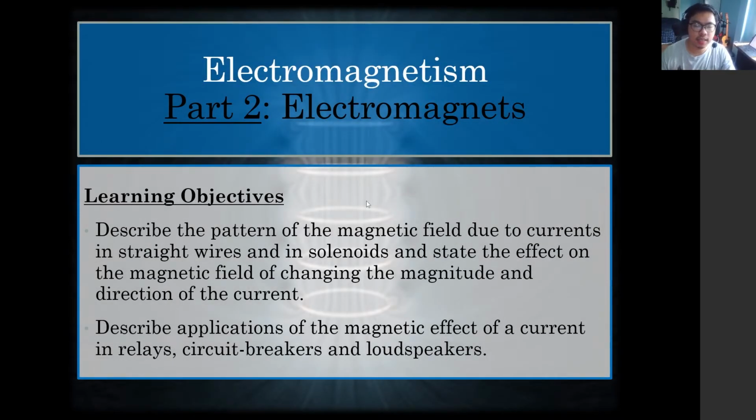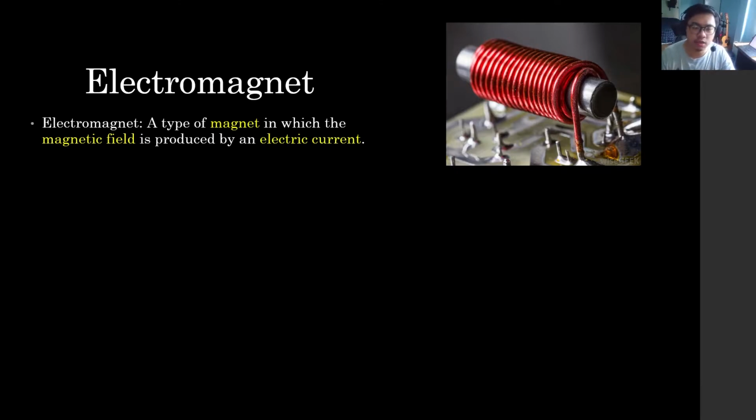Welcome back, class. And today in topic electromagnetism, we're going to look at part 2. And in part 2, we're going to look at electromagnets. So what is an electromagnet? It's basically a magnet that is powered by electricity.